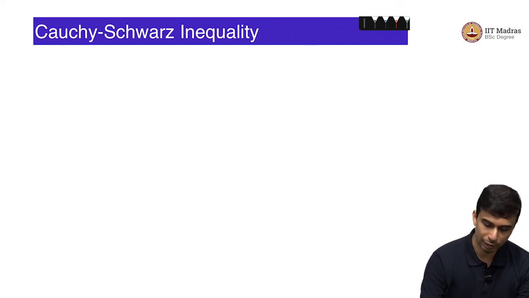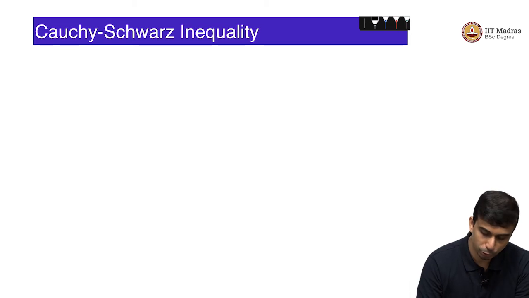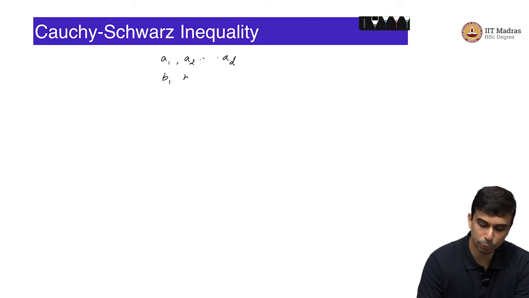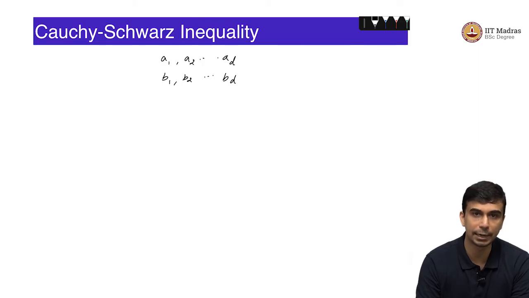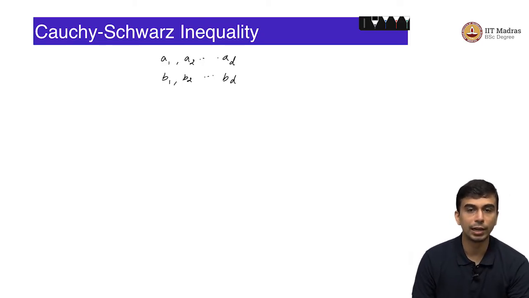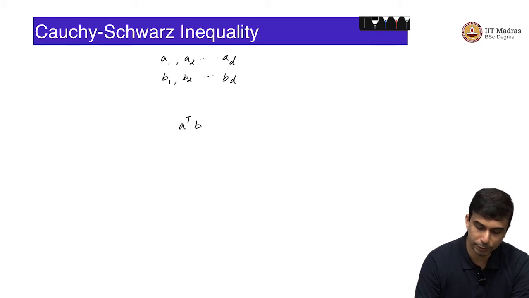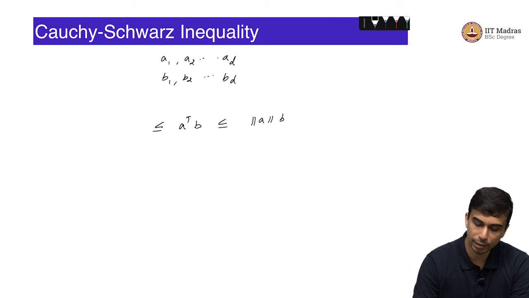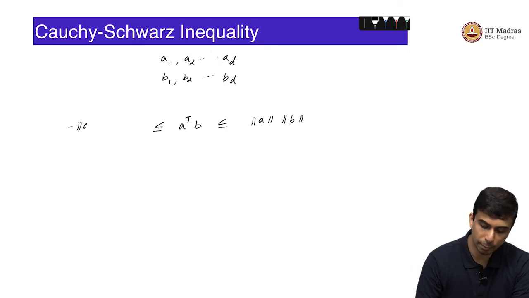Right. What is that? Let us say you have two vectors a and b, who are d-dimensional vectors, their components are a1, a2, dot dot dot, ad, and similarly b1, b2, dot dot dot, bd. You want to be able to control their inner product, a transpose b. What we can show is a transpose b is upper bounded and lower bounded by these two terms, which is upper bounded by norm a times norm b and lower bounded by minus norm a into norm b.